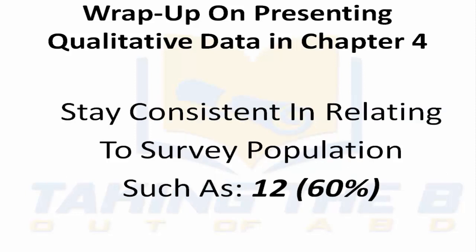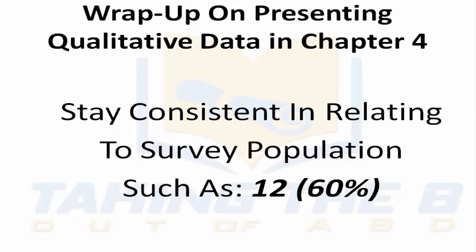Stay consistent in relating to survey populations, such as give the actual number and then the percentage. Let's just say, for example, that you had 18 people. And in one of your themes, you wrote about how 12 people suggested something. Well, perhaps 12 is the equivalent of 60%. Many authors of dissertations tend to give one or the other. I encourage you to give them both, and I encourage you to use this format.